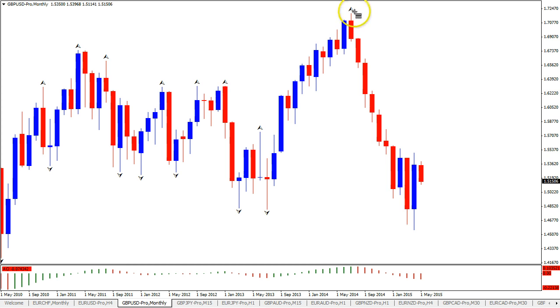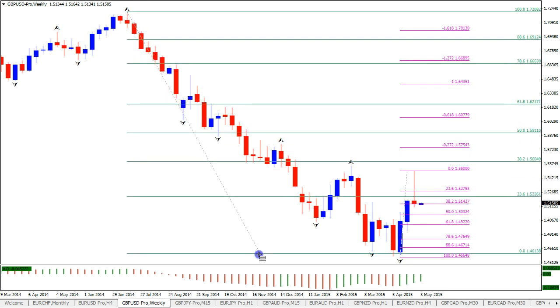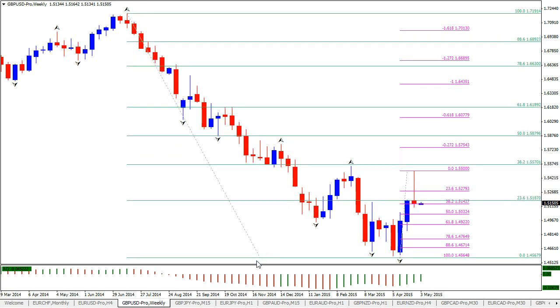So if we put a fib from the swing high, swing low, which I did already on the weekly chart. In fact, I think, no, I didn't. Okay, I'll add it. You can see that price is probably going to retrace that entire bearish swing high, swing low up to, for instance, the 38.2 fib at 155.70, which is the previous top as well.